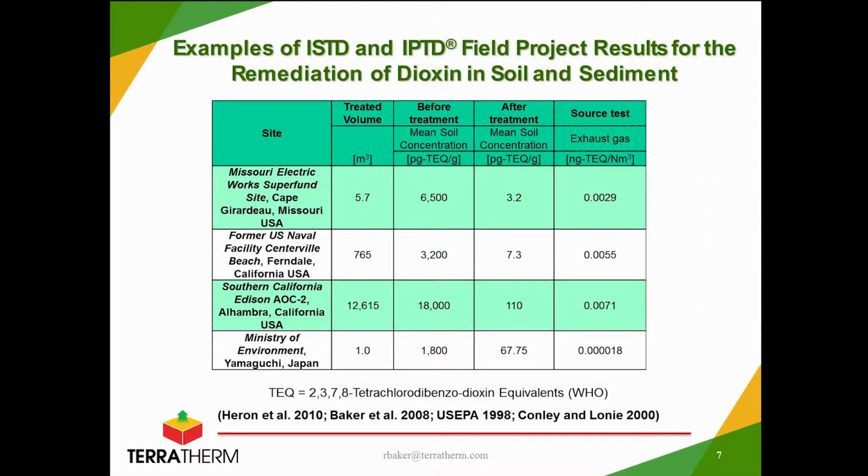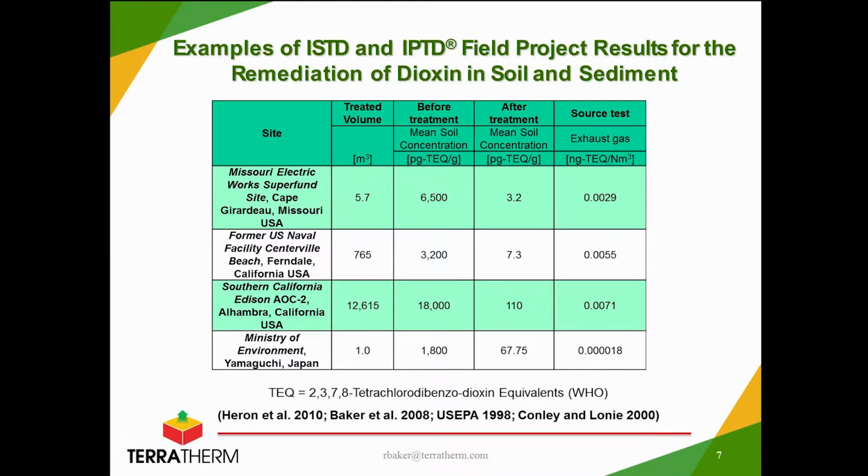Since then, this process has been used at a number of POPs-contaminated sites, and these 4 are dioxin-contaminated soil projects. A Superfund site in Missouri, a Navy site in California, a project that we did for Southern California Edison treating creosote-contaminated soils, but also dioxin, and a project that we'll talk about in a moment for the Ministry of Environment in Japan.